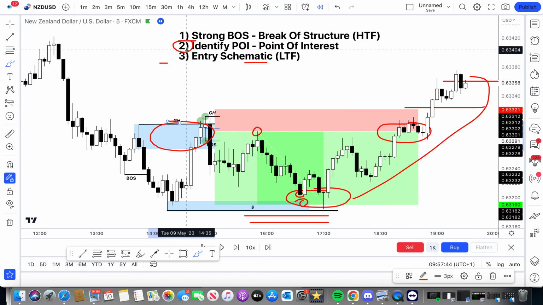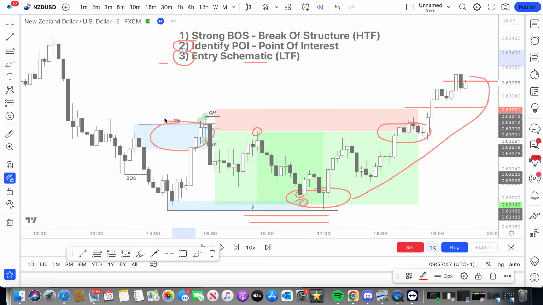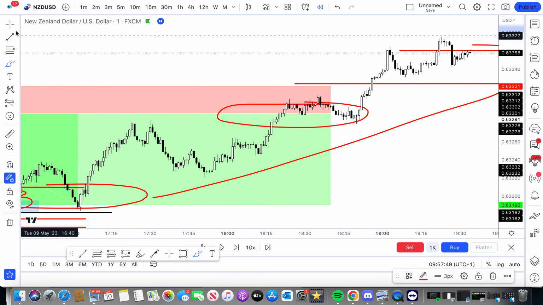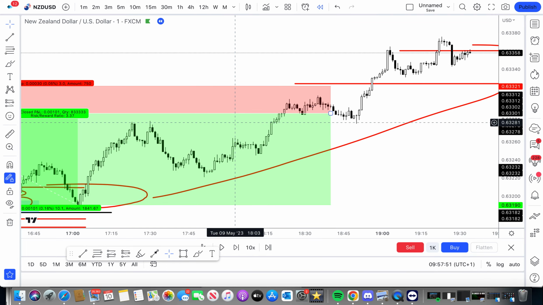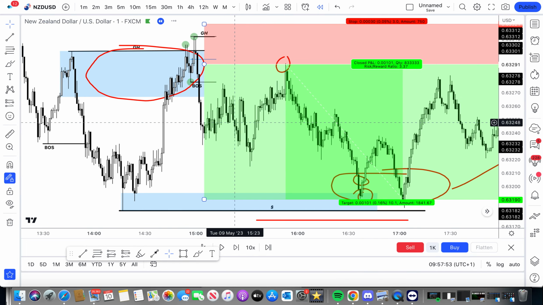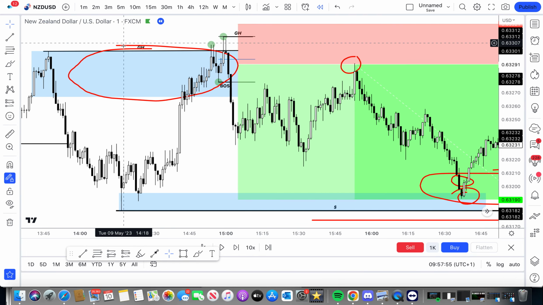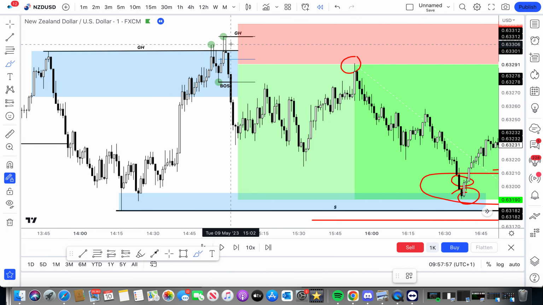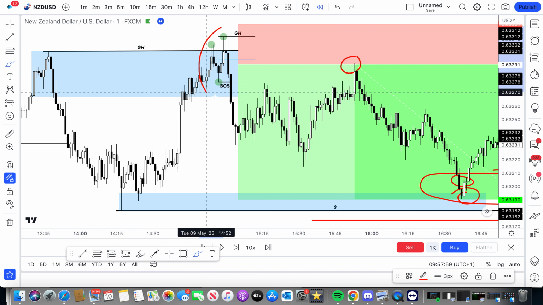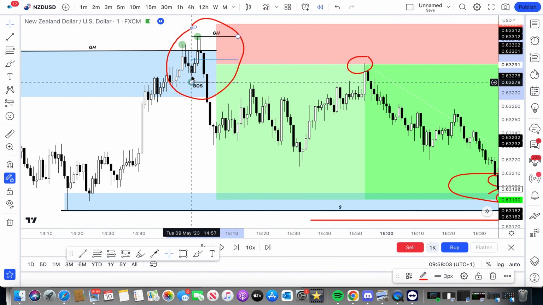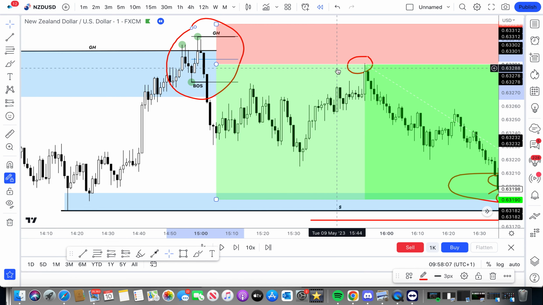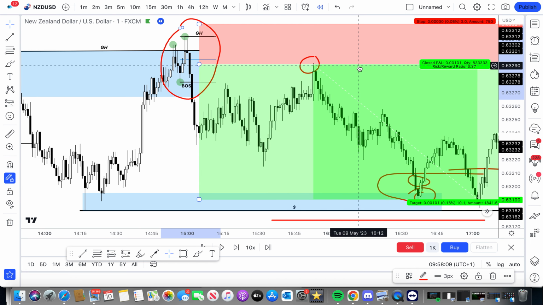And then number three is our entry schematic. So when we drop to the lower time frames here, we're looking for this structure shift out of our POI. So just to highlight that here, that's this here. This is our structure shift on the lower time frame, indicating that sellers are back in control of this market, and we can then look to take this trade to the downside.